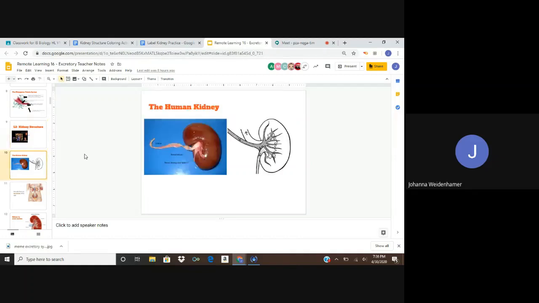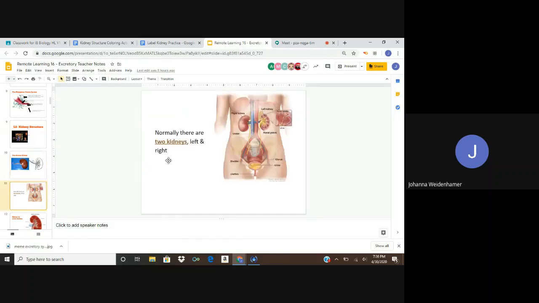So today, like we've been talking about, we're going to discuss the human kidney and we're going to be looking at the different parts of the kidney and what exactly they do. So what exactly is happening? How are they helping and playing a role in the excretory system? So as you may already know, we normally have two kidneys. We have a left and a right kidney, as you can see here in the picture. So as we go through the kidney today, we're only going to be taking a look at one, but we have two of them and they're pretty much doing the same thing.